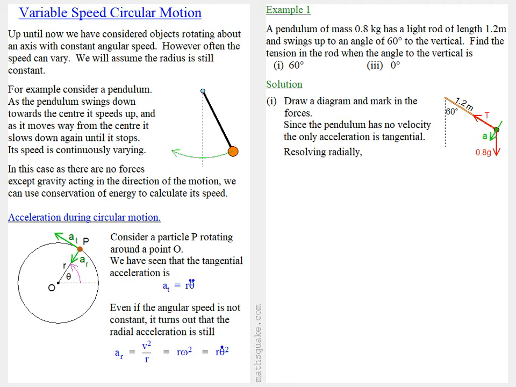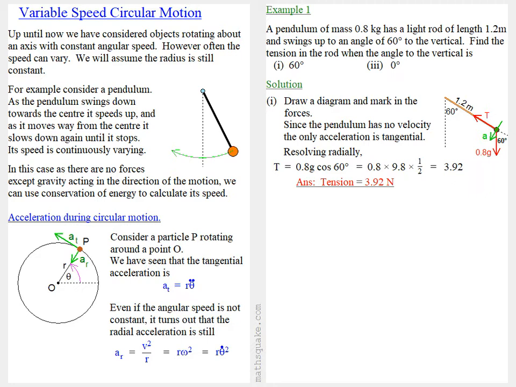So, resolving radially, we have the angle between the weight and the rod is 60 degrees. So, T is equal to 0.8g cosine 60 degrees. Now, the cosine of 60 is a half, so we've got 0.8 times 9.8 times a half, which is 3.92. And so the tension in the rod is 3.92.